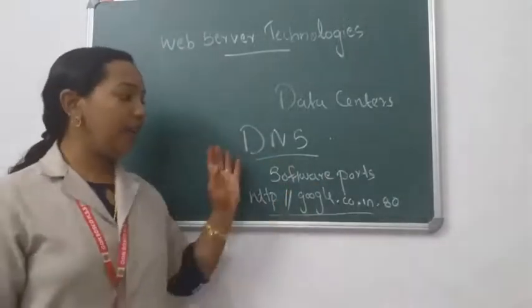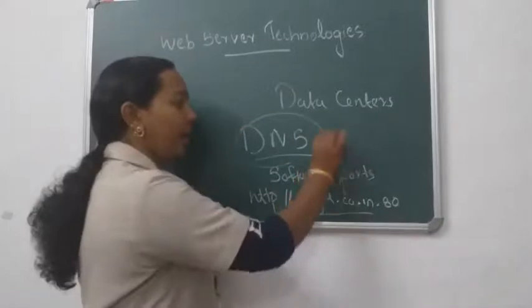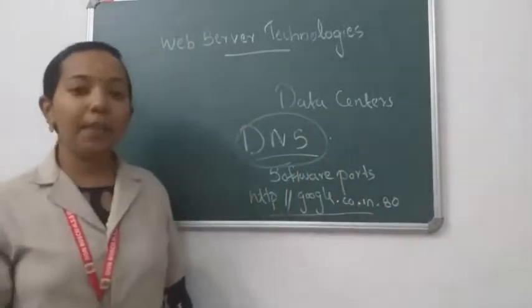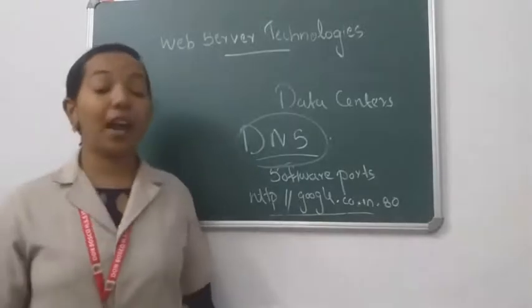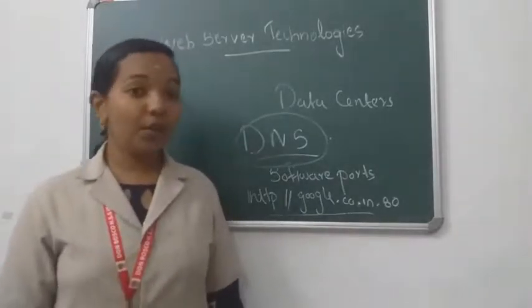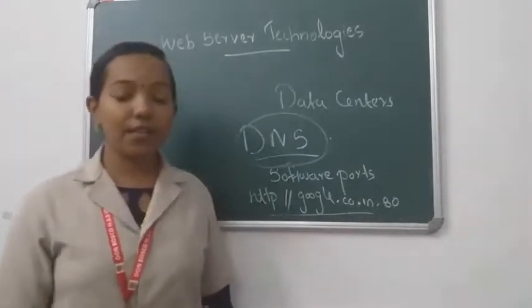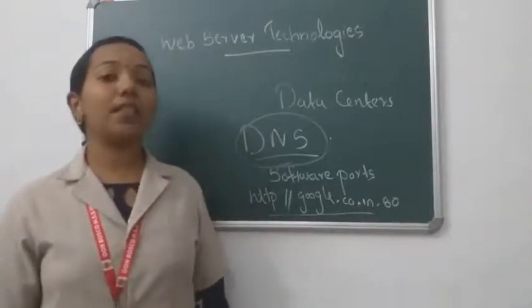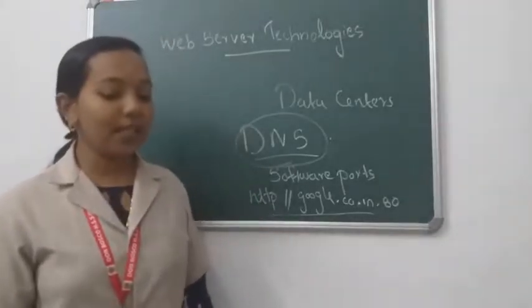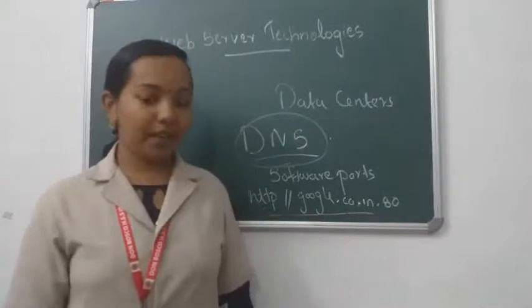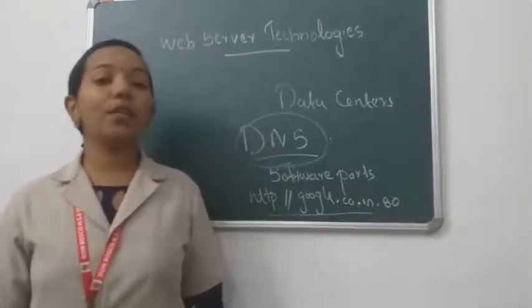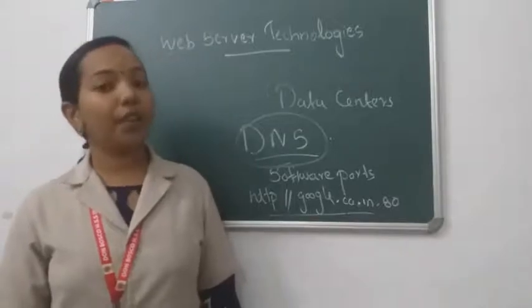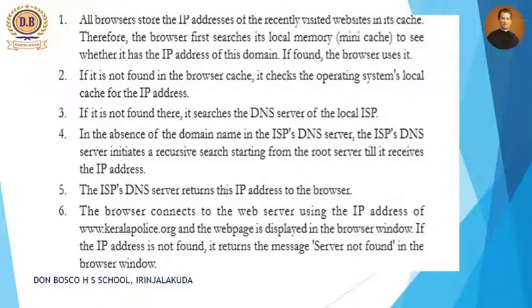So for all these we use the term DNS, domain name service. Domain name service is used to identify the IP address. With the help of DNS technology they can easily resolve the IP address. So next we will discuss the steps for resolving the IP address with the help of DNS. Please look at the steps.